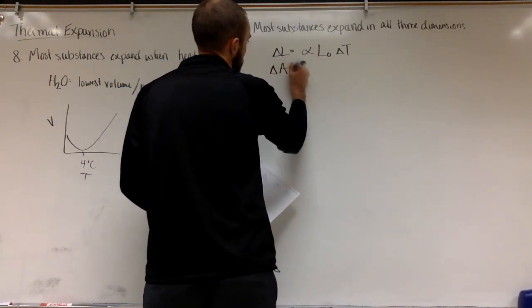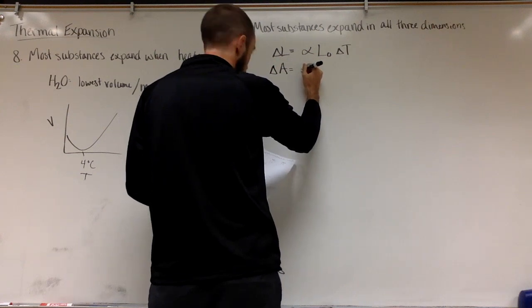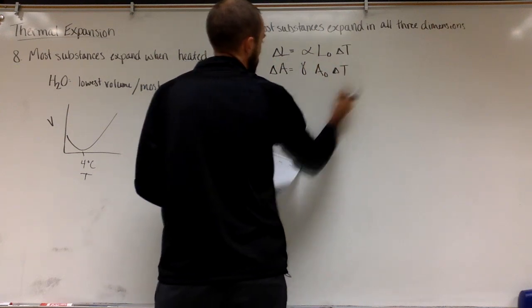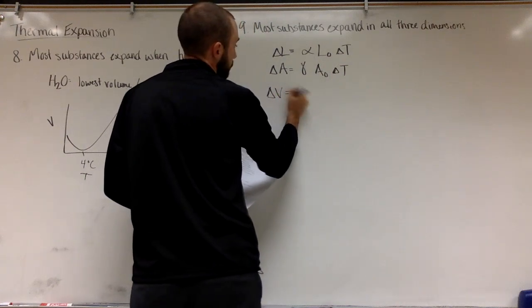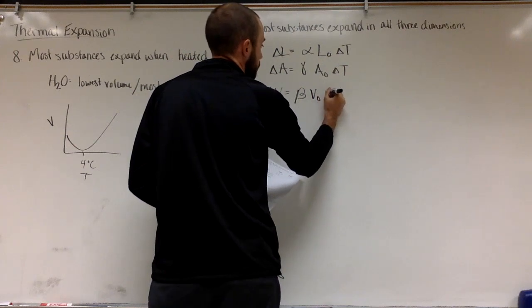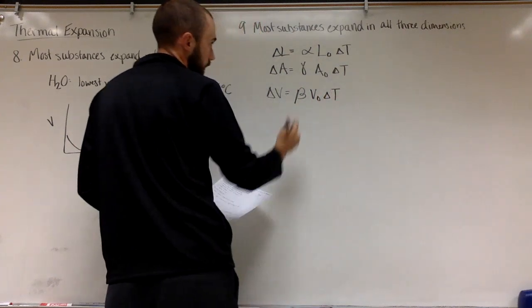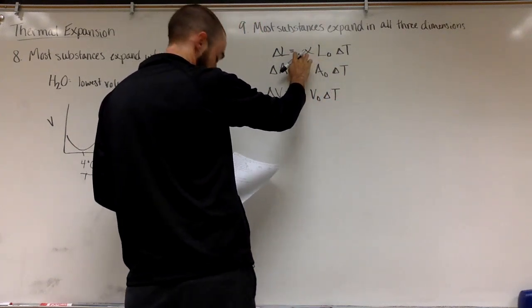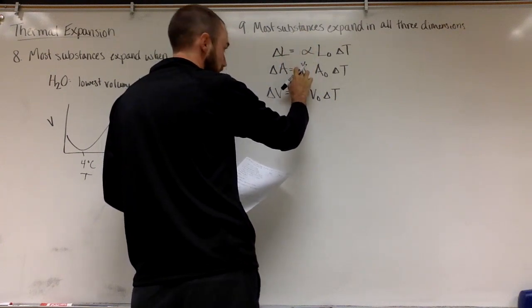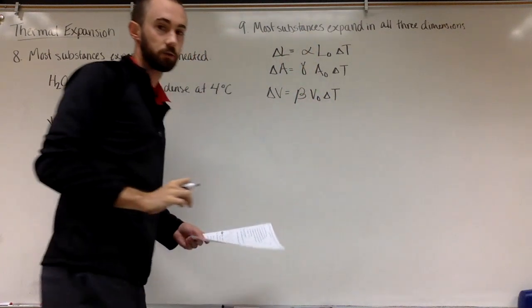For the next one, our change in area is going to be equal to gamma times our initial area times the change in temperature. And for volume, we have beta times our initial volume times the change in temperature. So this is linear, our coefficient of linear expansion, coefficient of area expansion, and coefficient of volumetric expansion.